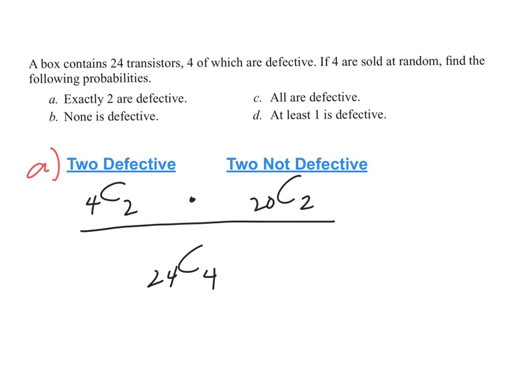Put your answers in decimal form. Go 3 places with your decimal. 3 places.